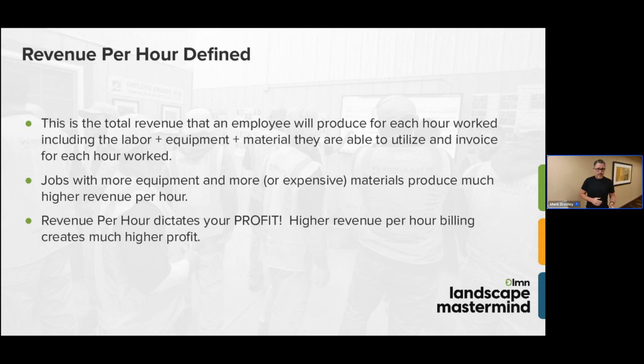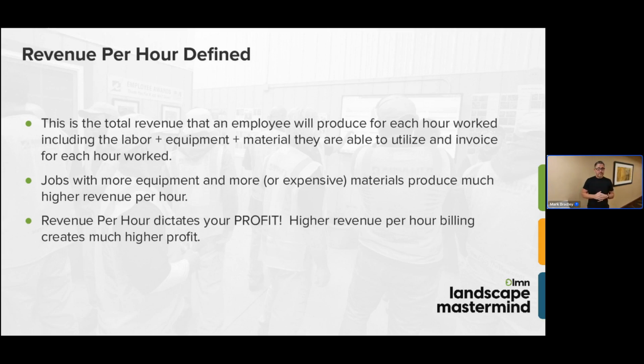So revenue per hour, definition, pretty straightforward. It's basically the total revenue that an employee is going to produce as they work throughout the day, including labor, equipment, and material. So when we add up all of the equipment and material that they utilize and we invoice our customers for, the total revenue that they're producing, factoring everything, is revenue per hour.